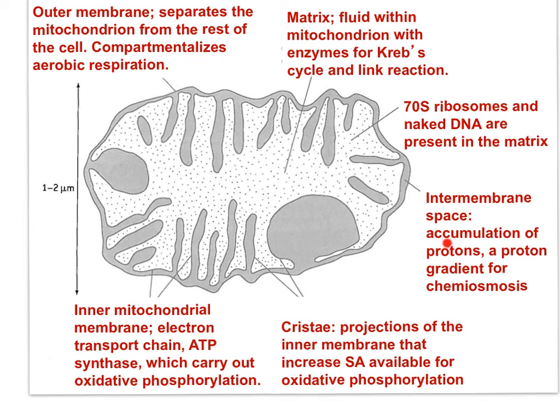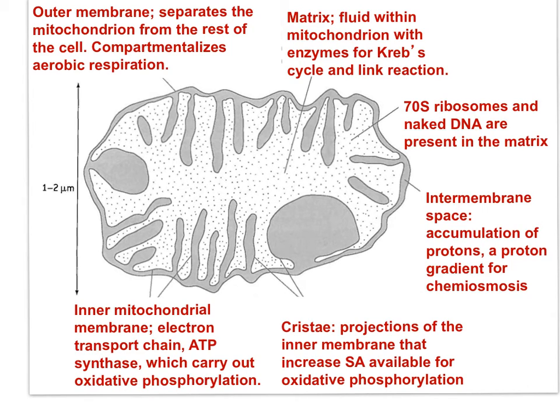The intermembrane space is where there's an accumulation of protons, hydrogen ions. There's a proton gradient for a process known as chemiosmosis, again for HL students only. The cristae, the infoldings of the inner membrane, are projections of the inner membrane that increase the surface area available for oxidative phosphorylation, again HL students only. The inner mitochondrial membrane is where the electron transport chain and ATP synthases, the enzymes which make ATP, are located, and these carry out oxidative phosphorylation.